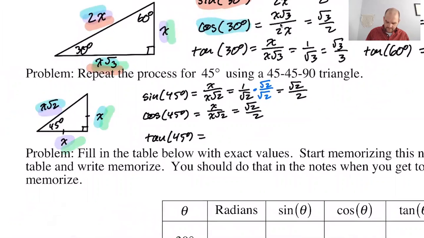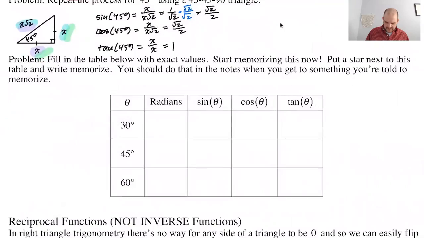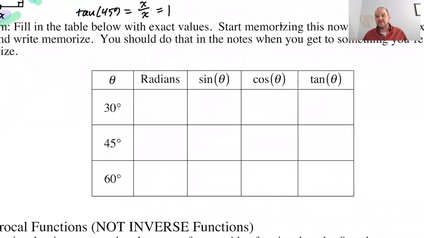Opposite over adjacent is going to be x over x, so it's just 1. Okay, we got all the values that we need. Let's put them in this table, and then I will stop this video here. So this is, you are going to memorize this. You're going to know it backwards, forwards, upside down, switch some rows, switch some columns, have it all memorized.